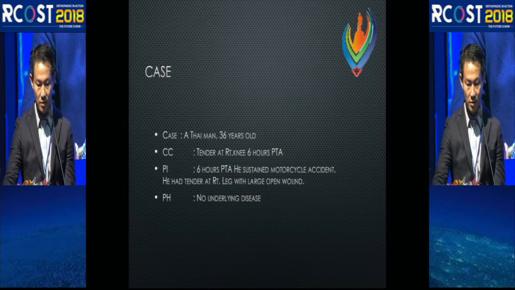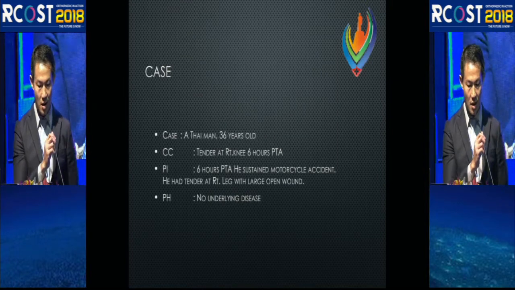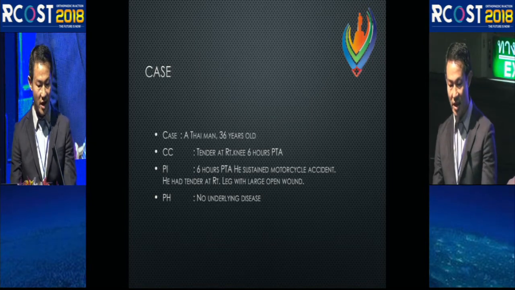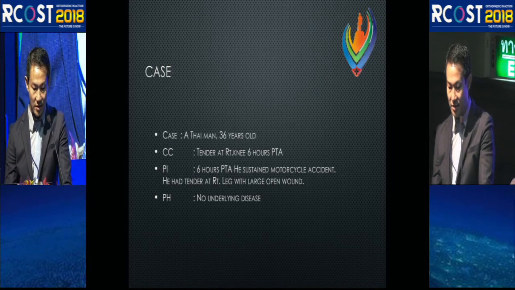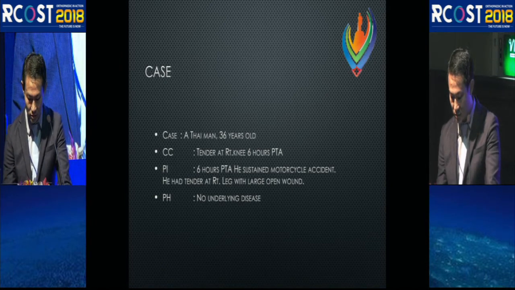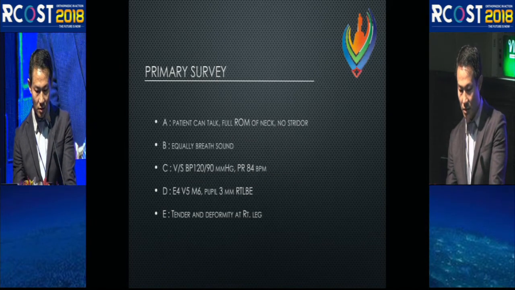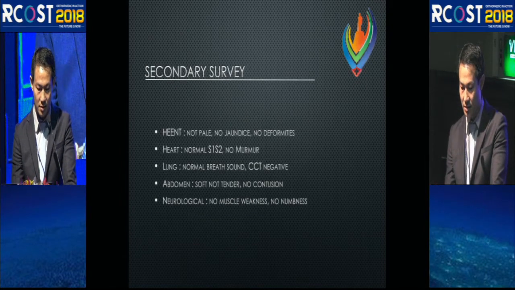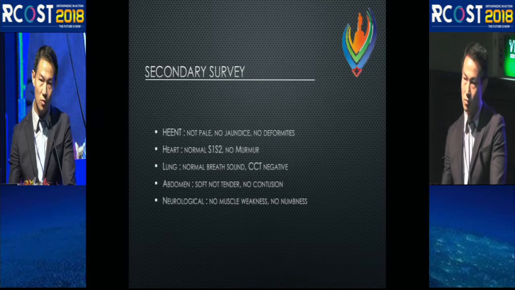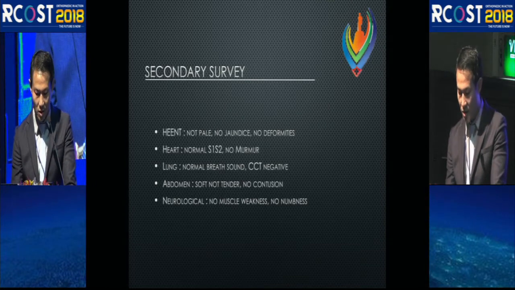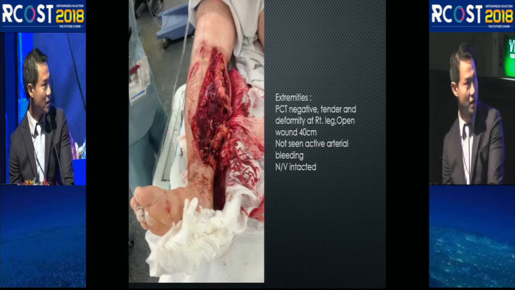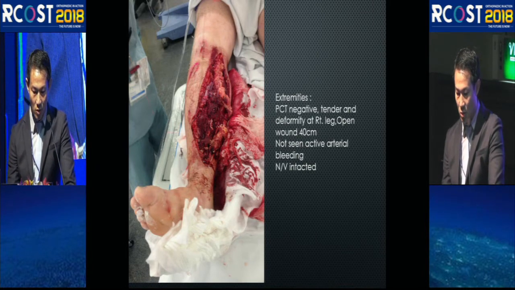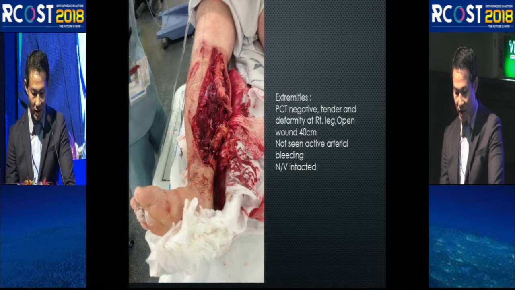The case is a 36-year-old man who sustained a motorcycle accident 6 hours ago, with tenderness at the right leg and a large open wound. The primary survey is normal in all parameters. The secondary survey is almost normal, except for the extremity that has a large open wound at the right leg, but no active bleeding is seen.